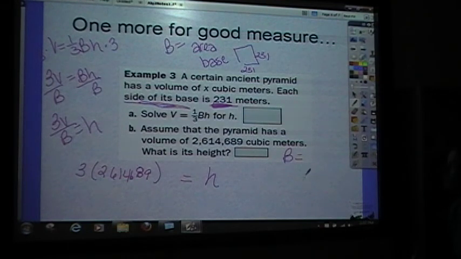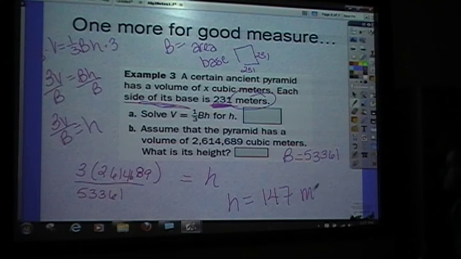That is 53,361. So 3 times my sloppy 2,614,689 divided by 53,361. And let's see what we get here. 147. The height is 147, and we are talking about meters. That's a tall pyramid.